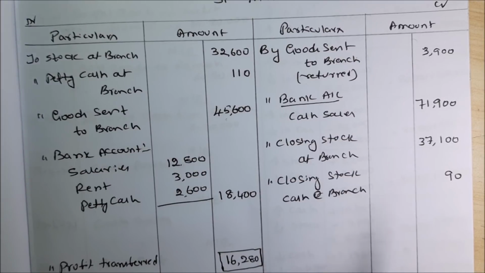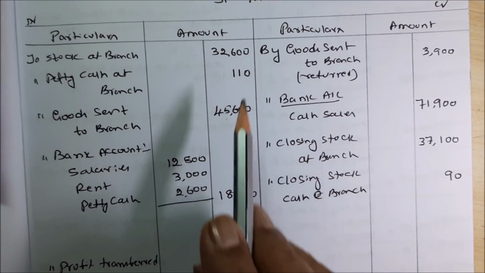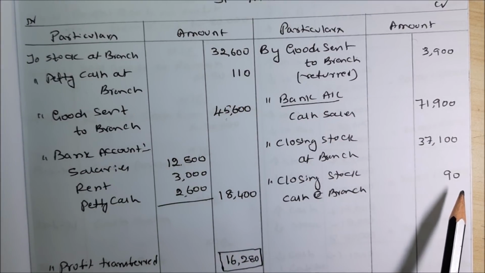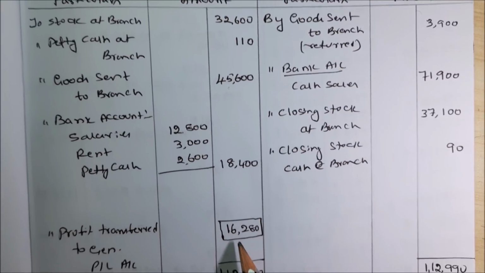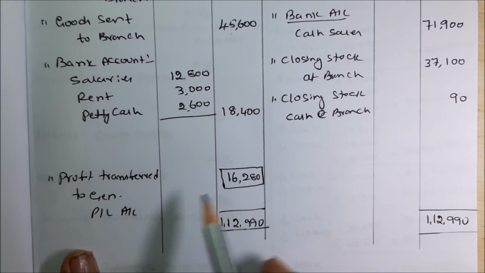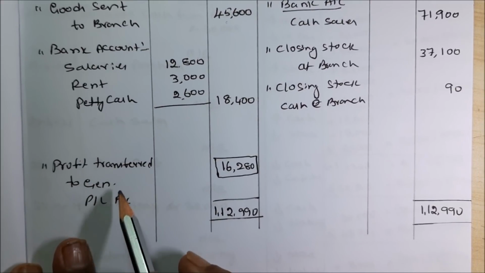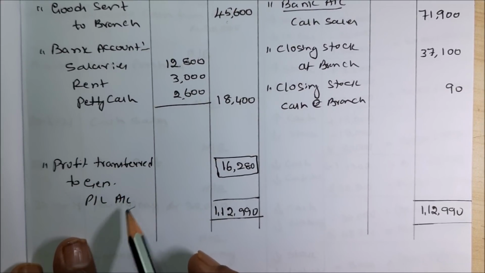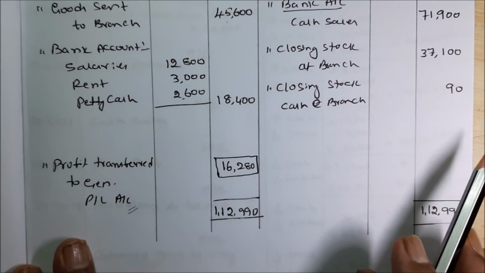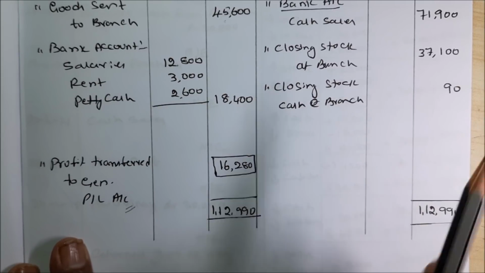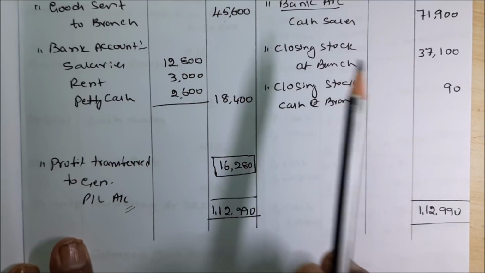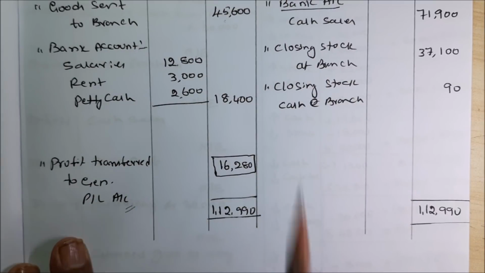Once again you can come back to your single entry system of bookkeeping. The difference between the opening balance and closing balance is called profit or loss. Likewise, the opening balance of cash and closing balance of cash, it is very simple. How much you have spent, you can easily find out. Then find out the profit. Profit of the branch is 16,280. That will be transferred to general profit and loss account. So this is a very easy method of finding out the branch profit, which has been recorded in the books of head office.